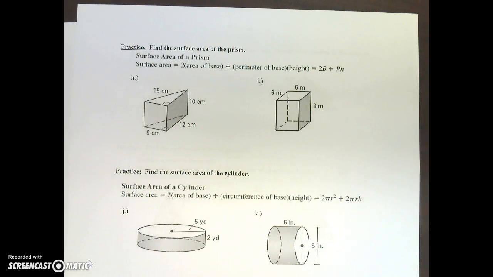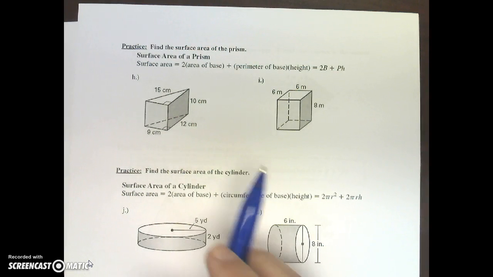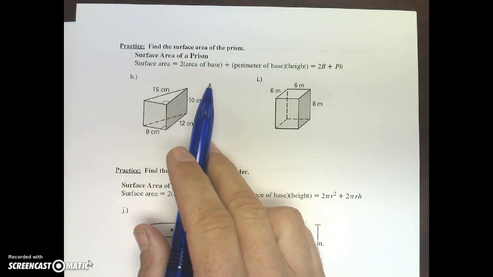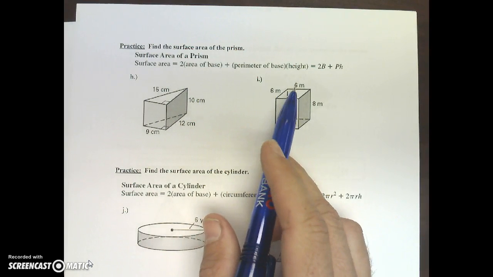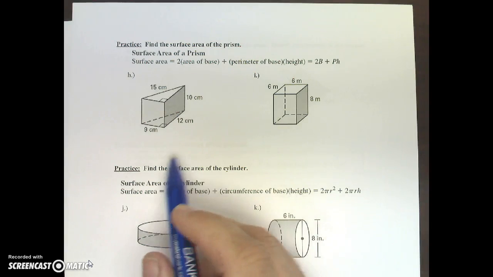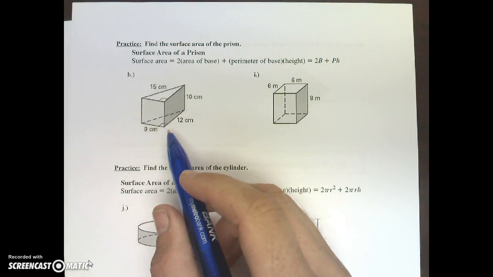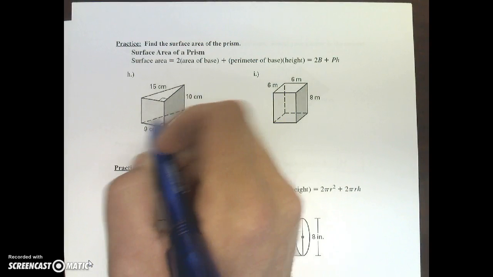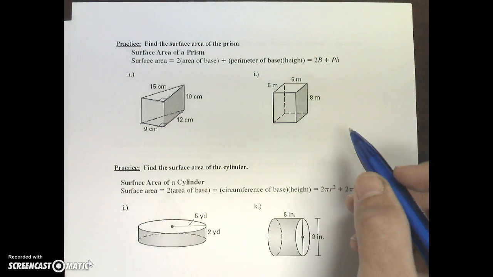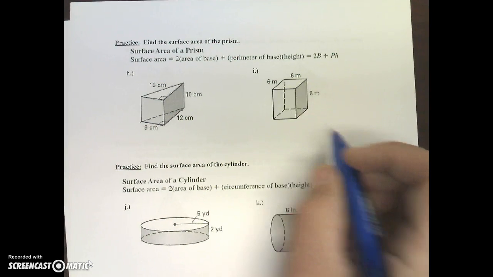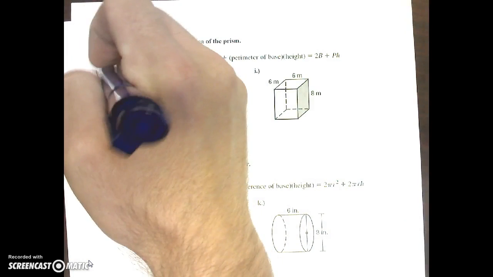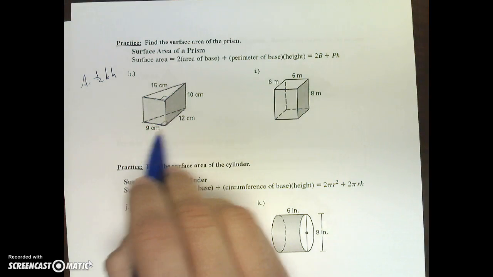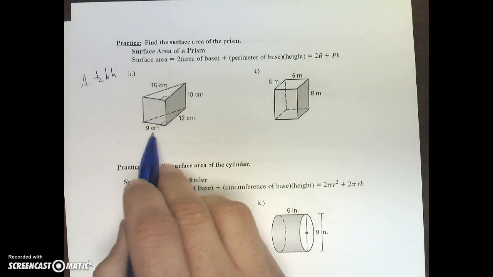The surface area of a prism is 2 times the area of a base plus perimeter of the base times height. So let's talk about two things. You have to understand what the area of the base is. The base is your parallel sides. You see how here I have a triangle and a triangle. Let's find the area of that triangle. The area of that triangle is 1/2 base times height. So 1/2 times 9 times 12. Here's your base, here's your height.